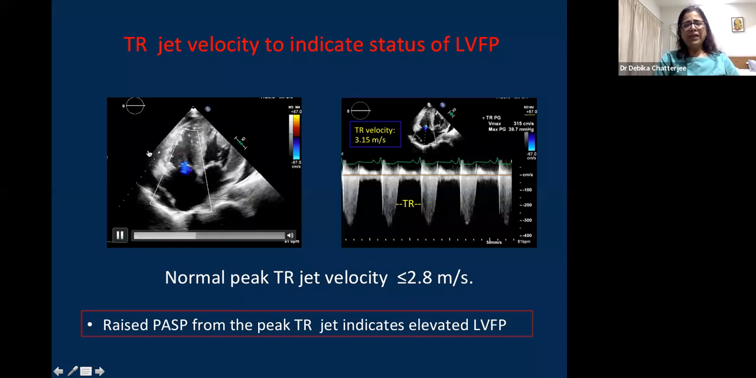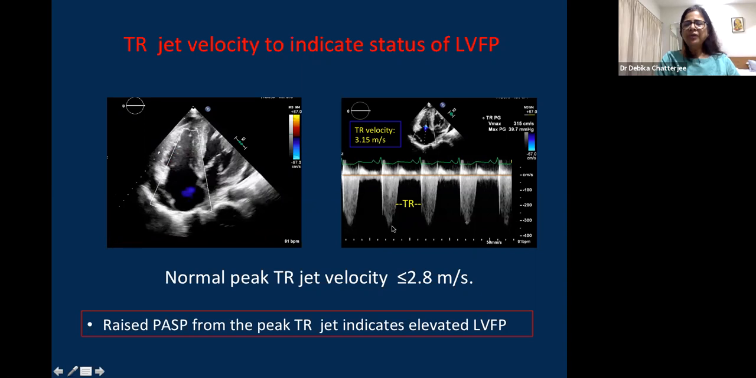Now I place the cursor along the TR jet, and I do the continuous wave Doppler where the TR comes below the baseline. I measure the peak velocity of the TR, which turns out to be 3.15 meter per second. That gives a gradient of 39.7 millimeter. Roughly, it's 40 millimeter of mercury.